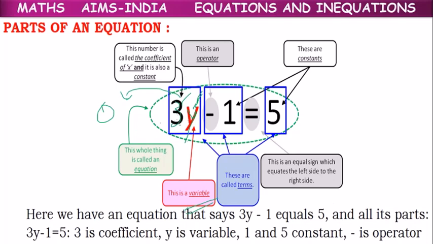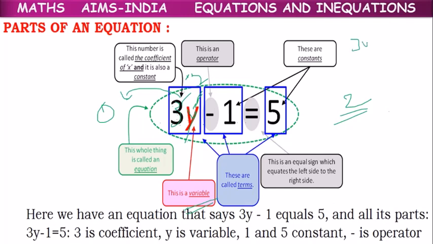Suppose 3y minus 1 equal to 5. In the place of y, if I keep 2, 3 twos are 6, 6 minus 1 equal to 5. So y is open for the value 2, because it's an equation.